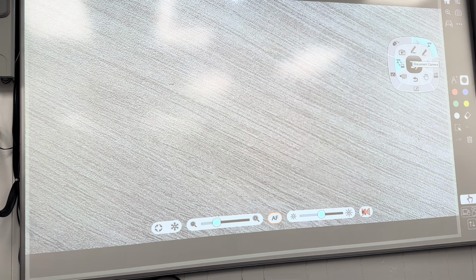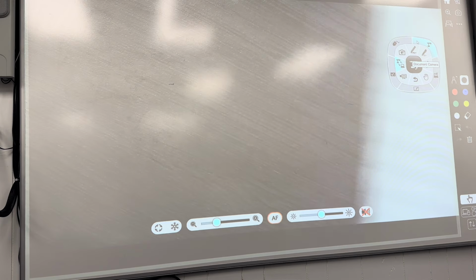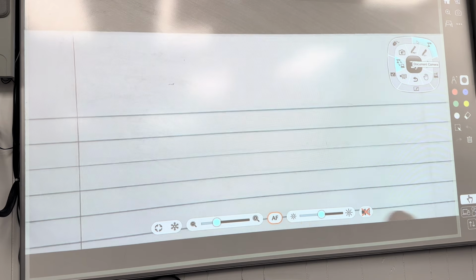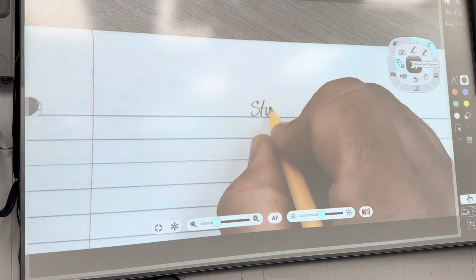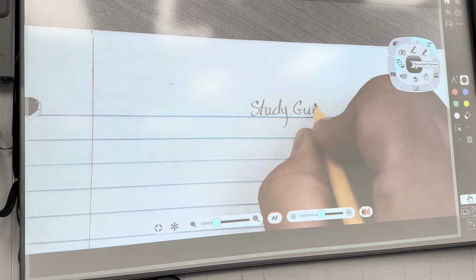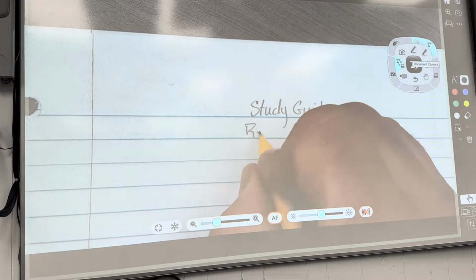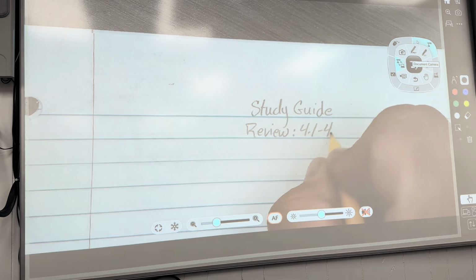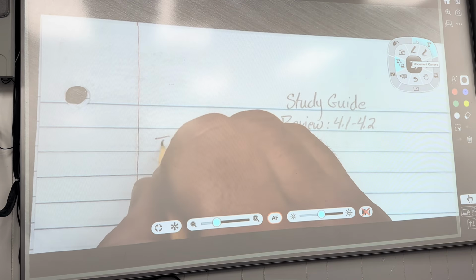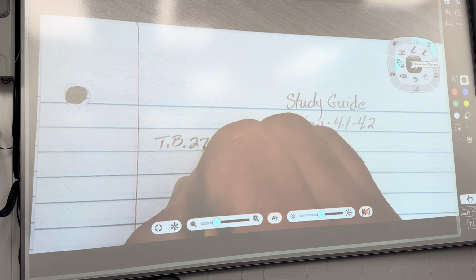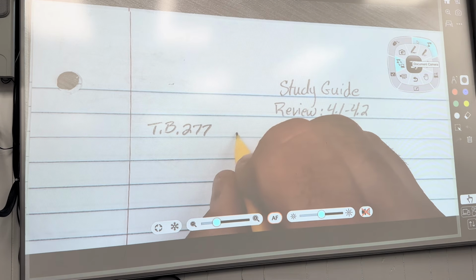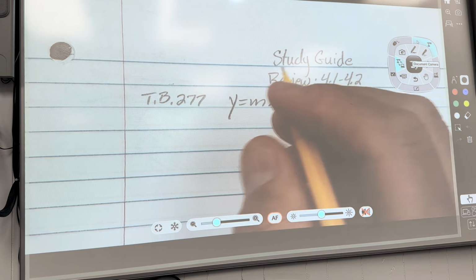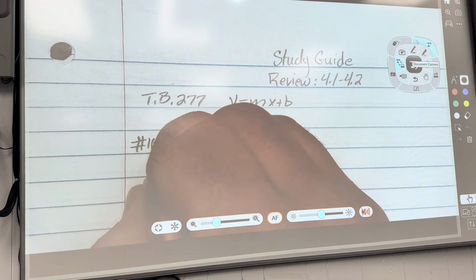So on textbook page 277, let's look at 4.1. Writing equations in slope-intercept form. So on textbook page 277, they want you to write an equation in slope-intercept form that goes through a specific point and has a specific slope. We'll look at number 10.